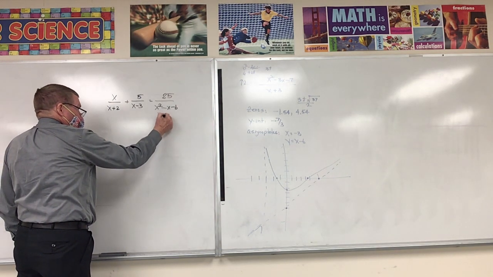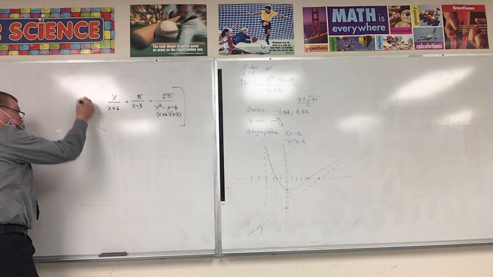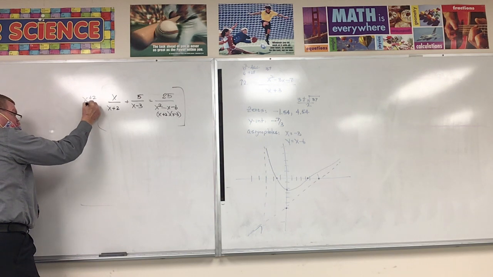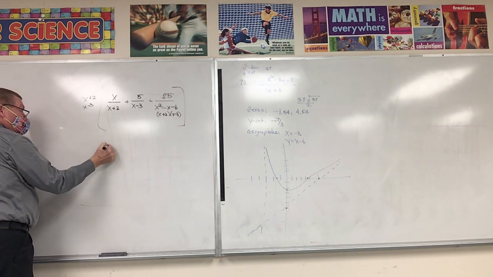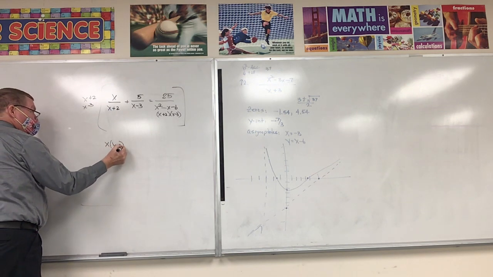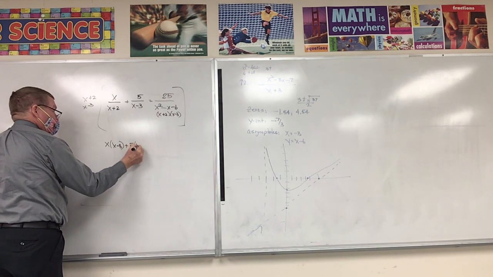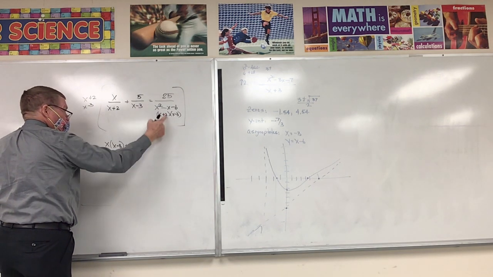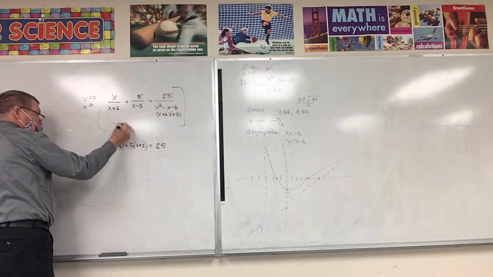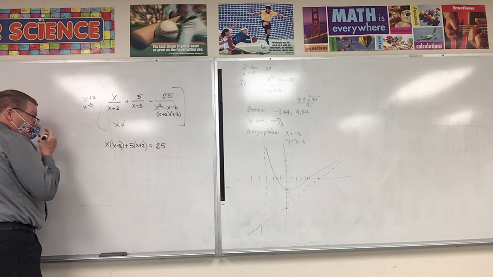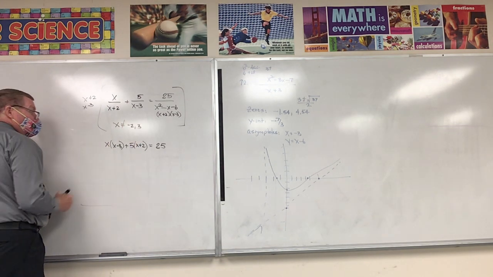Alright, we factor this, we get x plus 2 times x minus 3. So we want to multiply everything by x plus 2, x minus 3. What cancels out here? X plus 2. So I'm left with x times x minus 3. What cancels out here? X minus 3. So I'm left with 5 times x plus 2. What cancels out here? Everything. I know from my domain that x does not equal 0, -2 and 3. So I want to solve this.